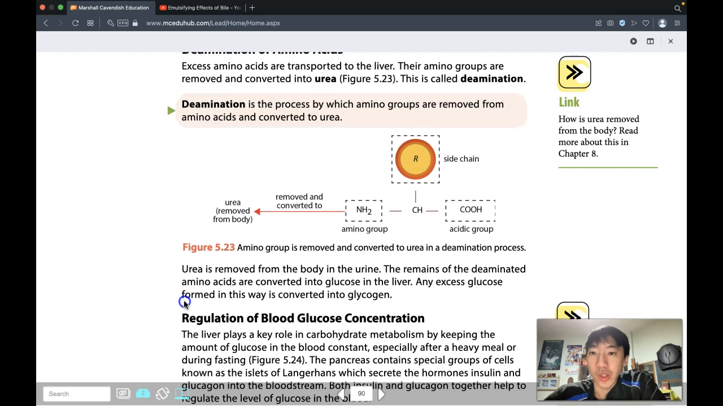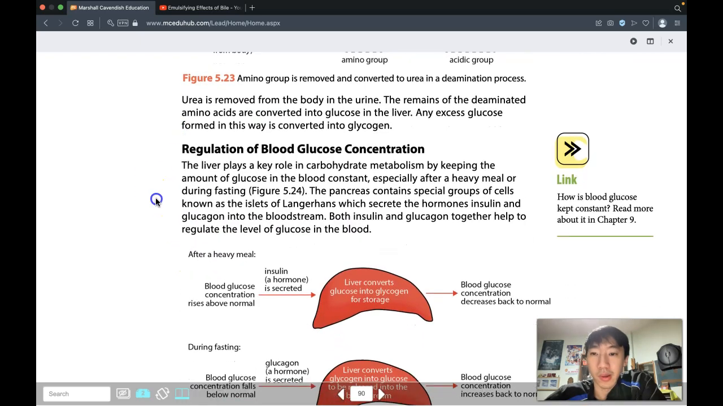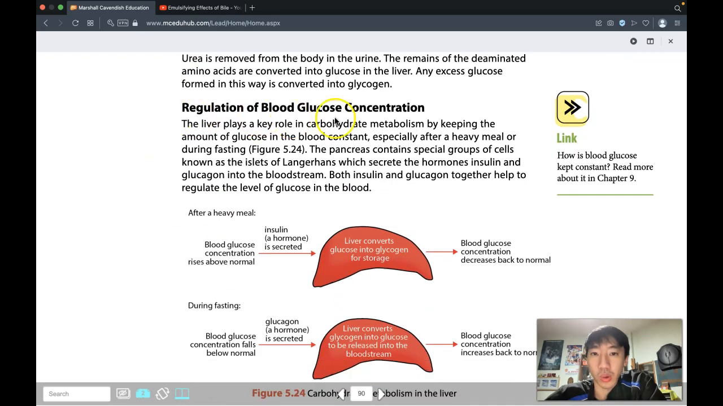So that's the second function of the liver. The third function of the liver is regulation of blood glucose concentration. The liver plays a key role in carbohydrate metabolism by keeping the amount of glucose in the blood constant, especially after a heavy meal or during fasting. The pancreas contains special groups of cells known as the islets of Langerhans, which secrete the hormones insulin and glucagon into the bloodstream. Both insulin and glucagon together help to regulate the level of glucose in the blood.